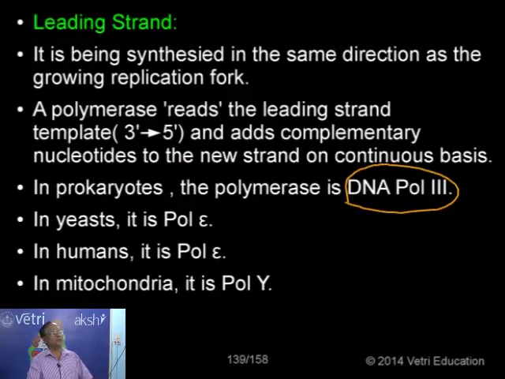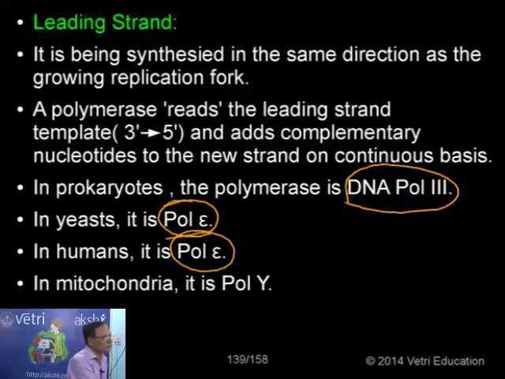And what about yeast? In the case of yeast, it is called polymerase epsilon. And in the case of humans, it is also called polymerase epsilon. In the case of mitochondria, we also have DNA. The synthesis of mitochondrial DNA is independent of the replication of genomic DNA, where the enzyme polymerase gamma takes part in the replication of mitochondrial DNA.